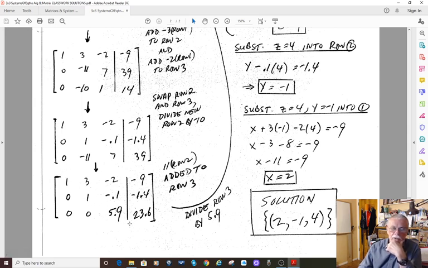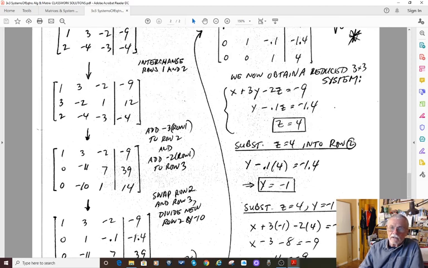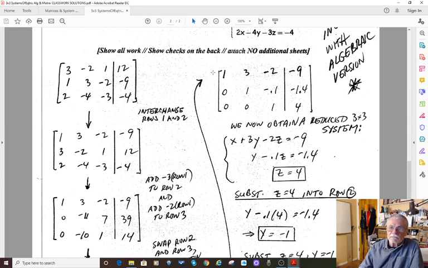My goal is row echelon form. So I want 1, that's good, 1, and this should be a 1 on the main diagonal. And I want zeros below. So the way I make this a 1, I divide by 5.9. So I divide everything here in row 3 by 5.9. 0 divided by 5.9 is still 0. Same thing here, 5.9 divided by 5.9 is 1. And 23.6 divided by 5.9, I believe, is 4. And that brings us to here.